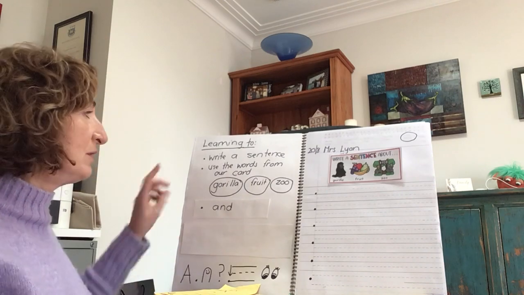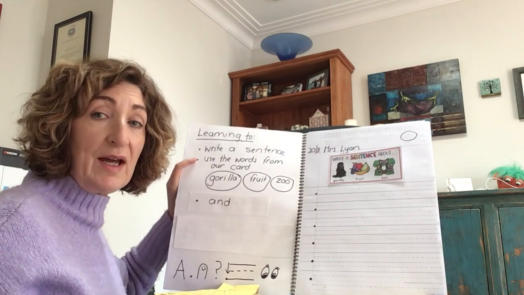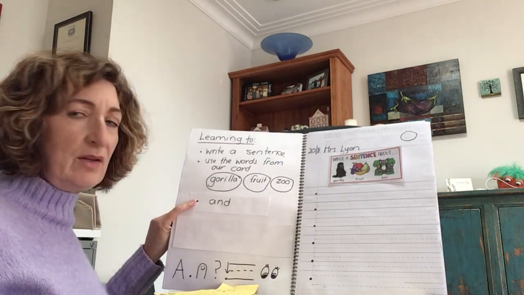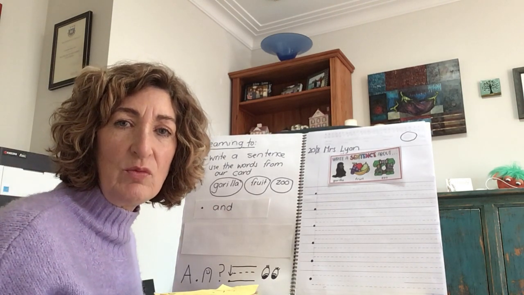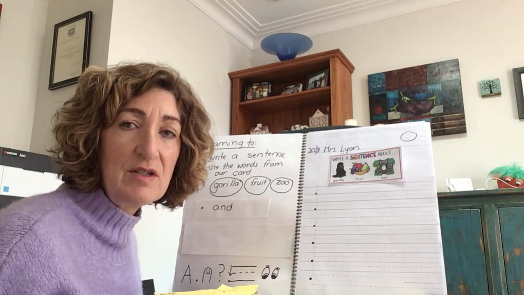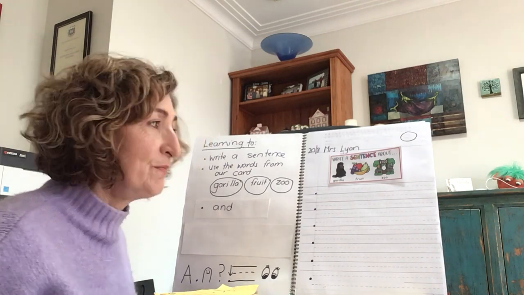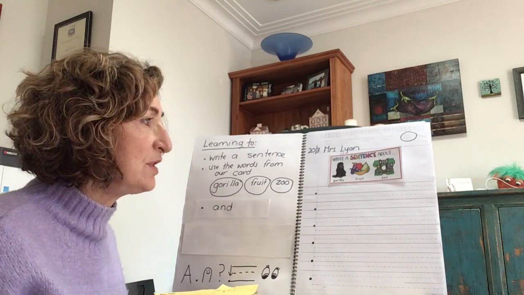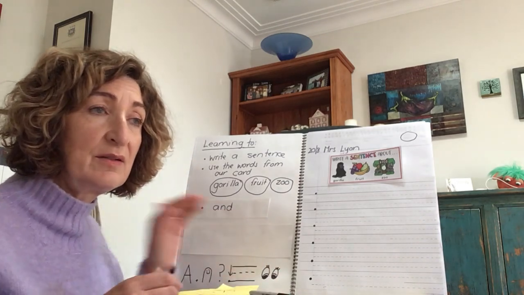So we're learning to write a sentence, use the words from our word card, gorilla, fruit and zoo. And I've got another word in here too, can you see it? It says and. And is a joining word, and that's a word that we can use to join our ideas. And I think we're going to be able to use that word today when we're using the words gorilla, fruit and zoo. So I'm thinking about my first sentence, and I'm going to use the word gorilla and zoo in my first sentence.